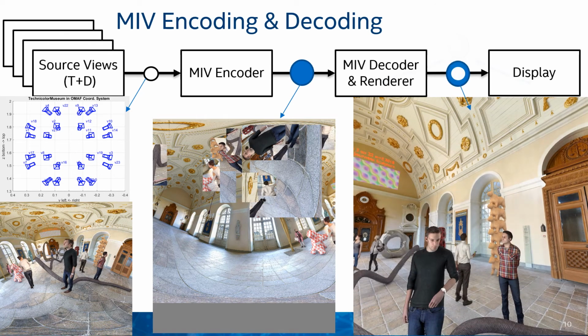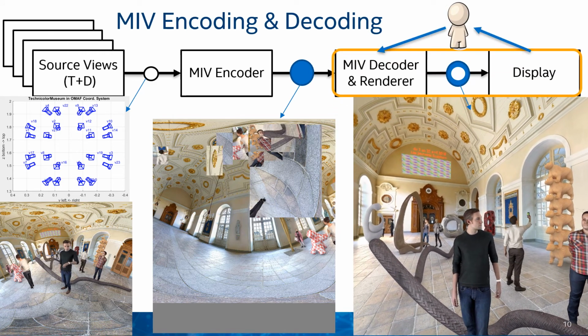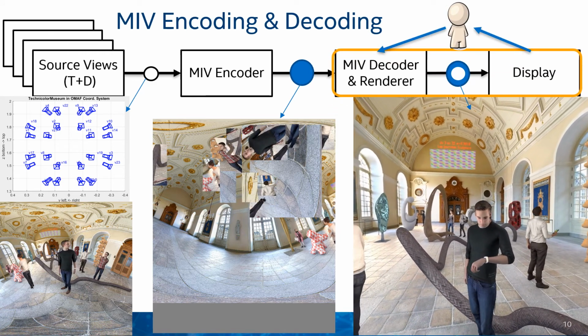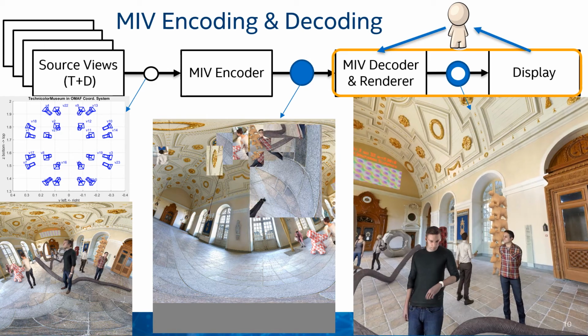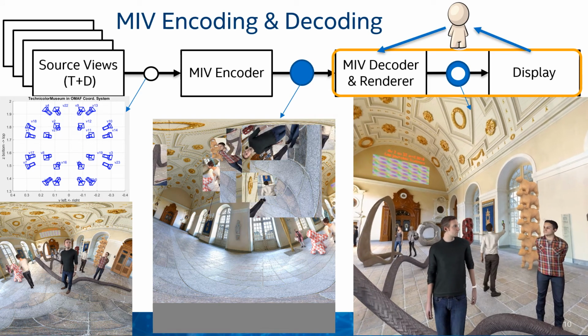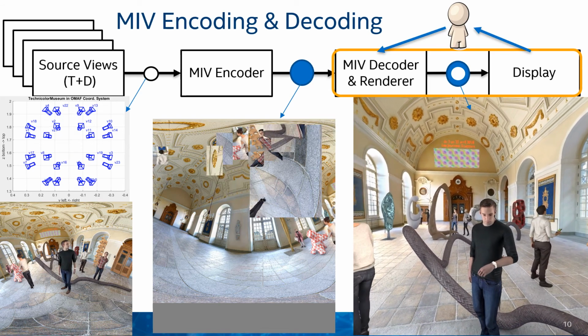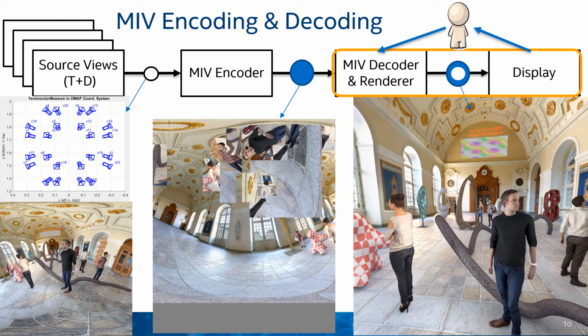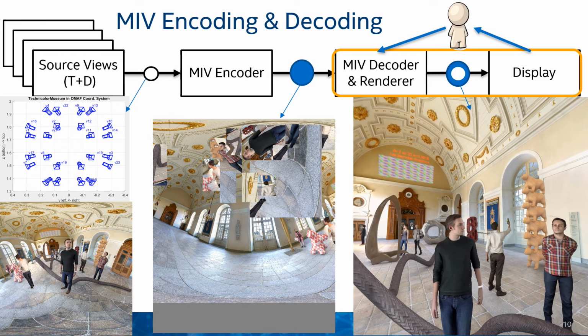It's sent through the MIV decoder and the renderer, and then based on the user's position, a viewport is generated that walks through the scene. So what's shown here is what we call a pose trace, where there's a predetermined path that is simulating the movement of a viewer through the scene.